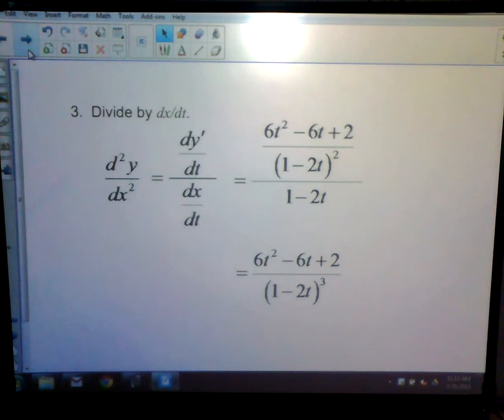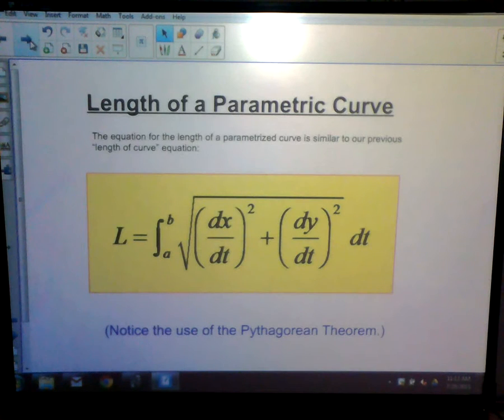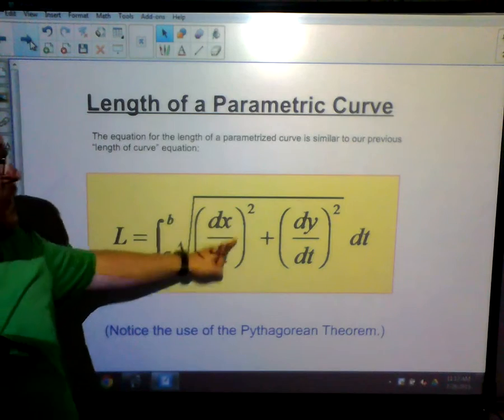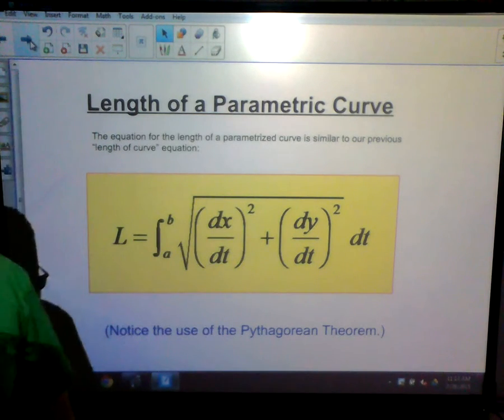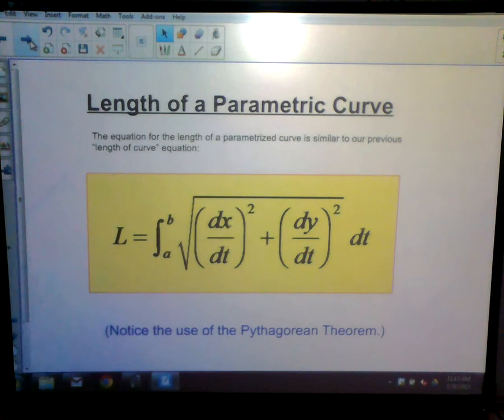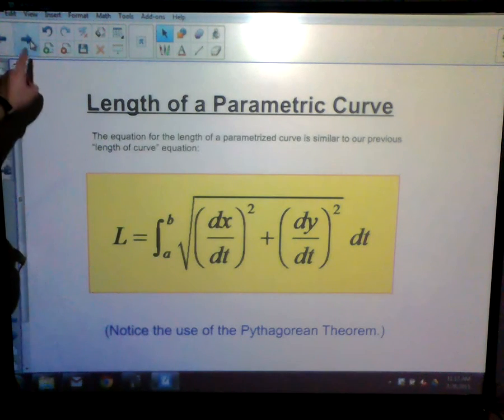The vast, vast majority. Some other formulas that you need to know, and we're not going to do practice problems on them. The length of a parametric curve looks just like what you'd expect. It's the Pythagorean theorem. The square root of the derivative of x squared plus the derivative of y squared, and an integral because you took the derivatives. You'll see those every now and then. That's not too rare. So know that formula.